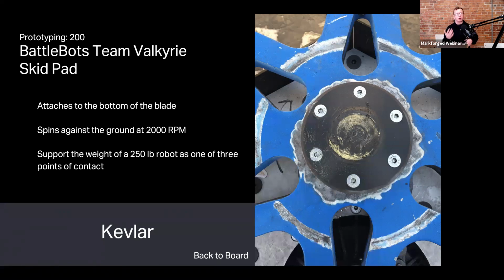Some people also put carbon fiber. That is a good idea because it does need to support a whole lot of weight. But in general, this part ended up being just packed to the brim with Kevlar. So it basically just needed to hold strong and resist that abrasion.